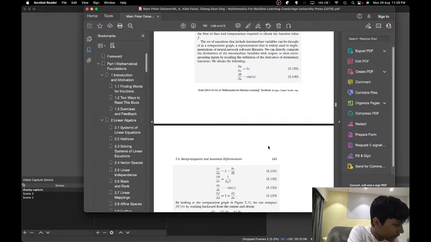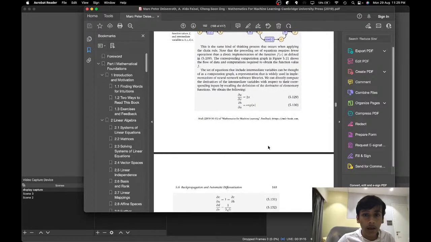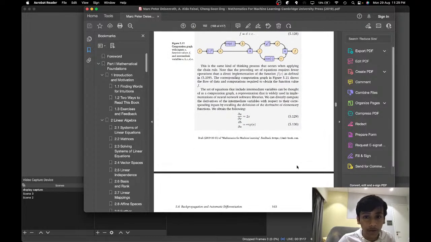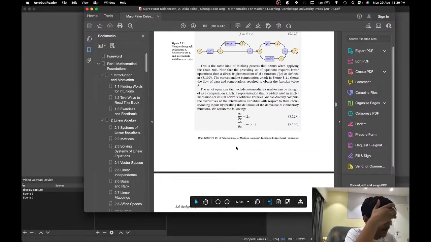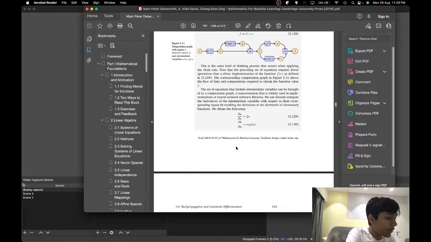So we have x. We apply the square to get a. When we have a, we apply an exponential on a to get b. We add b to a, so that's like this line and this line, to get c. We apply a cosine and a root on c to get e and d. And then we add up d and e to get f.